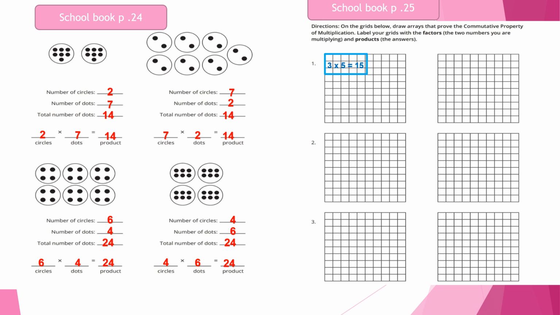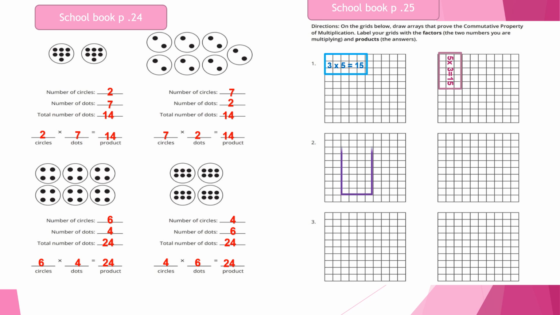If we want to show the commutative property for it, it means we can switch factors and the product will not change. So we have 5 times 3 equals 15. We have 3 times 5, it can be 5 times 3. So let's draw 5 times 3. 5 times 3 equals 15. So I have here 5 rows and 3 columns, but in the first one I have 3 rows and 5 columns.